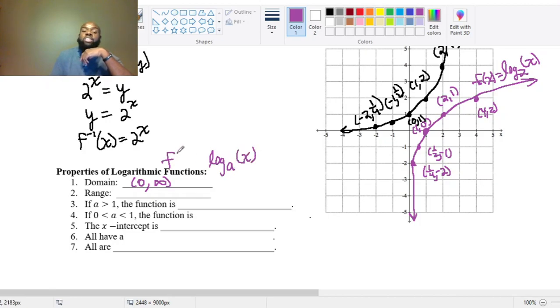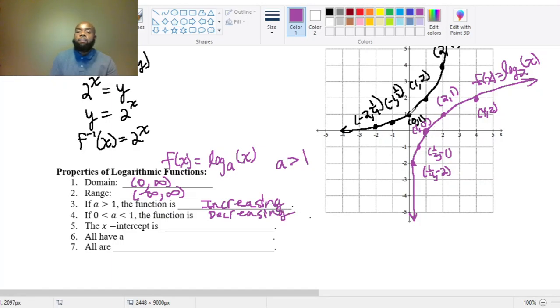What's particular is that a is greater than 1, all right? We had this increasing function. So these properties go along with this specific graph here. My range is from negative infinity to infinity. And as I see that my a here, which is my base, is greater than 1, this is an increasing function. If my logarithmic function had a base that was between 0 and 1, it would be a decreasing function.